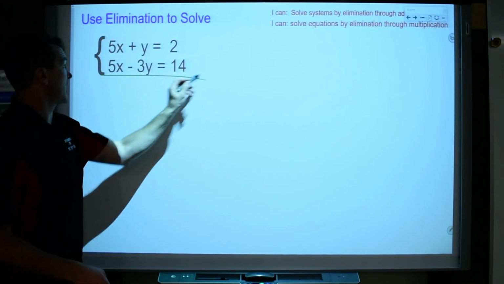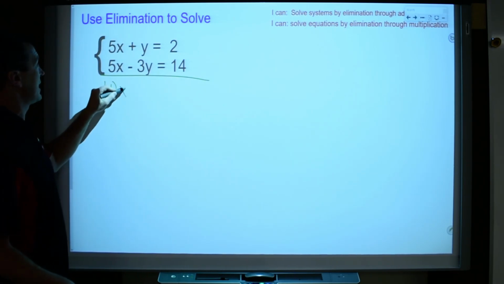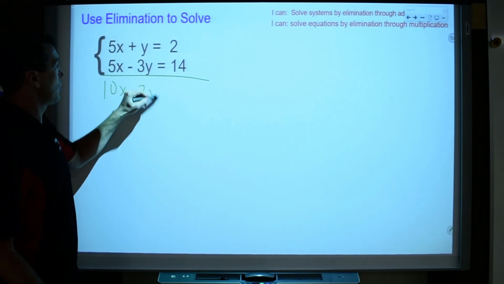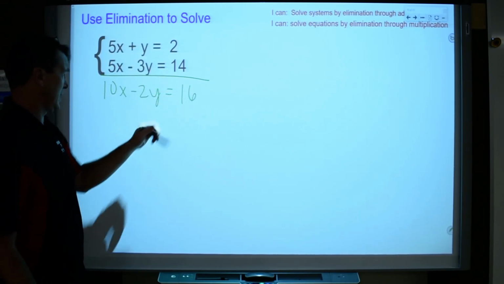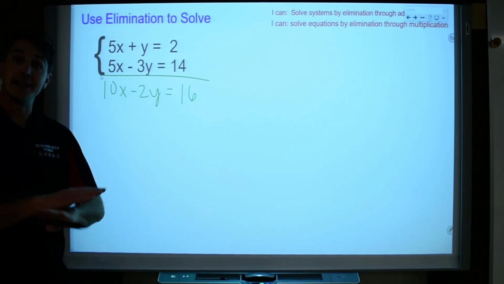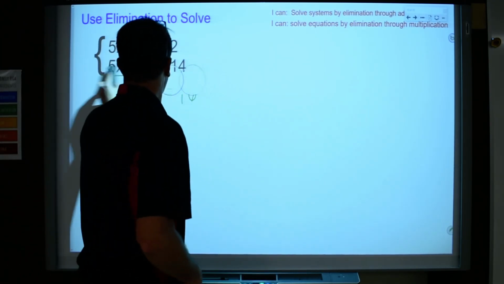Elimination by addition, let's just check really quick. 5 plus 5 is 10x. y minus 3y is negative 2y. And 2 plus 14 is 16. Did I eliminate a variable? I didn't. So addition is not going to work.